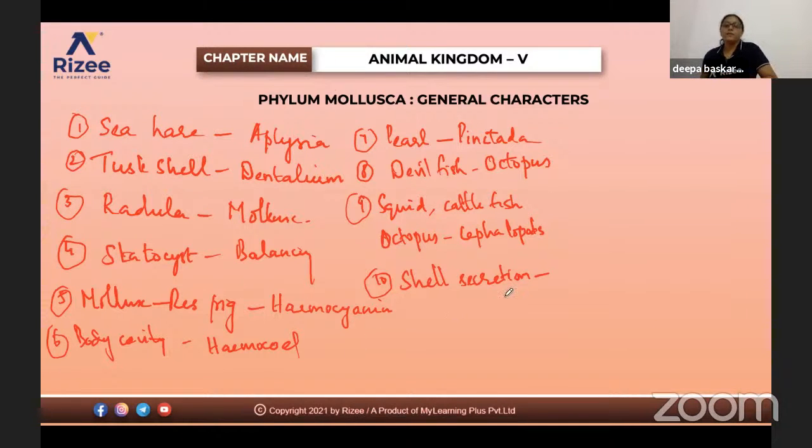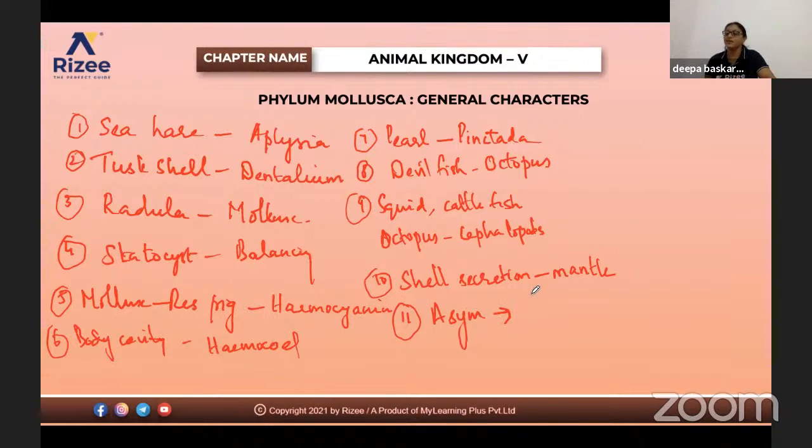Okay. M-A-N-T-L-E, mantle. What is mantle? Mantle is a membranous structure which is present above the hump. Yes, in phylum Mollusca, although there is bilateral symmetry, it is lost in some forms due to a phenomenon. So in mollusks, some are asymmetrical in nature.